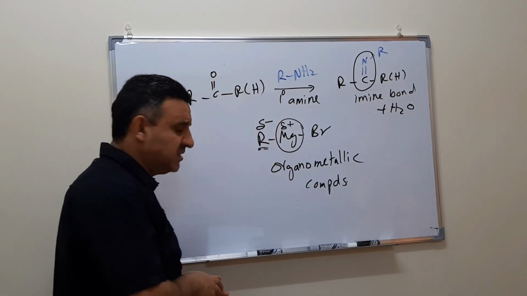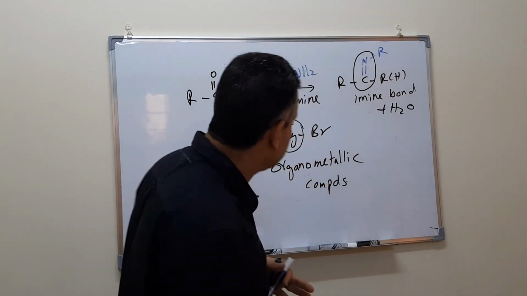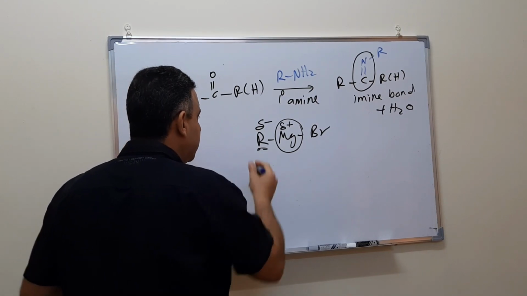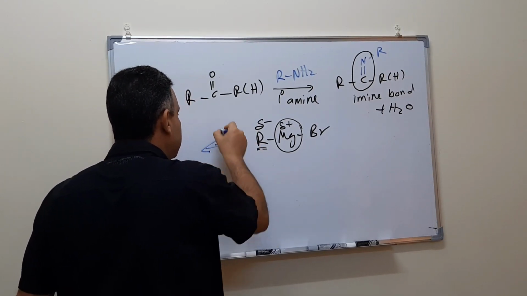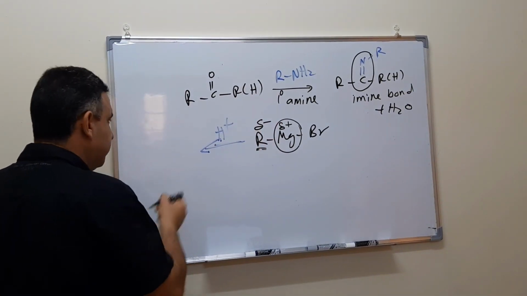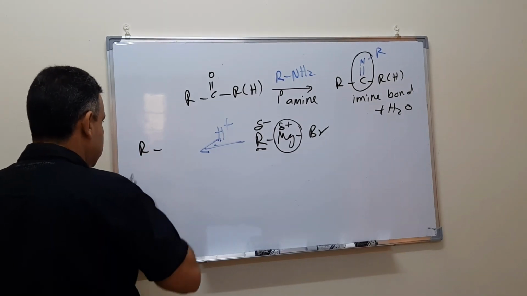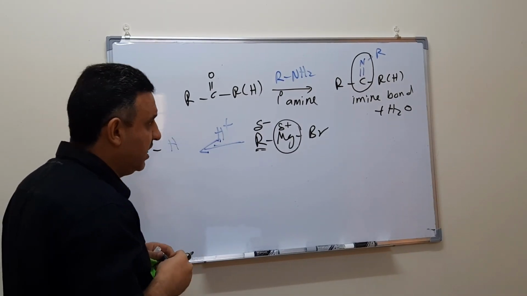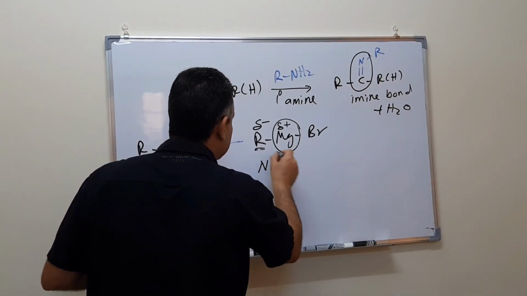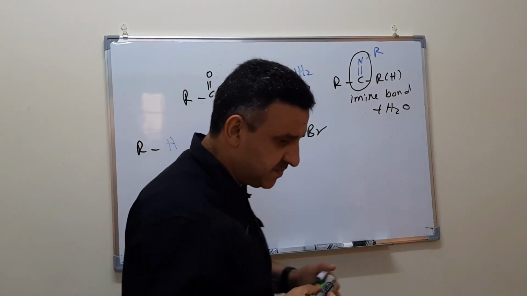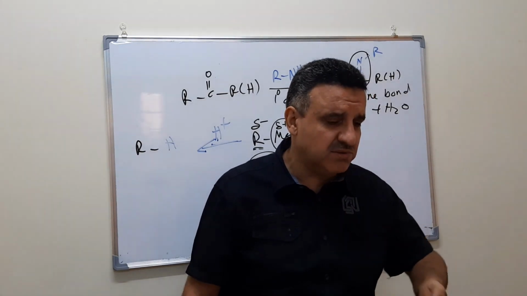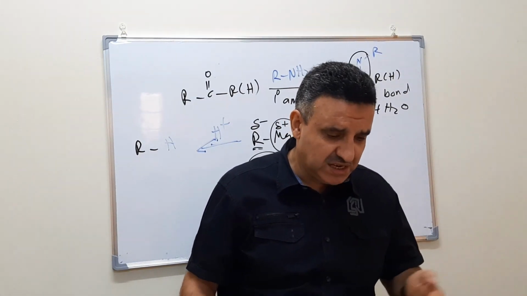And of course, since this is true, any negative ion can react with H+. So the first reaction, what we can guess, is that this, with acidic hydrogen, can be converted into RH. It can react with any acid. Secondly, it can also react as a nucleophile, as we will see in the next slide. Do you follow me? This is the major fundamental aspect about the organometallic compounds or the Grignard reagents.